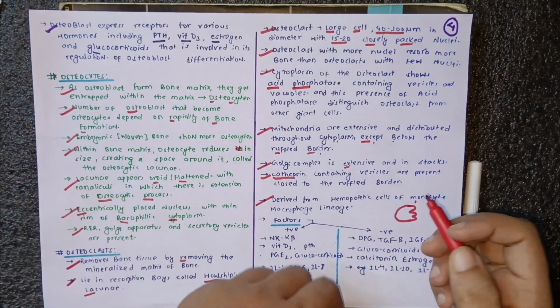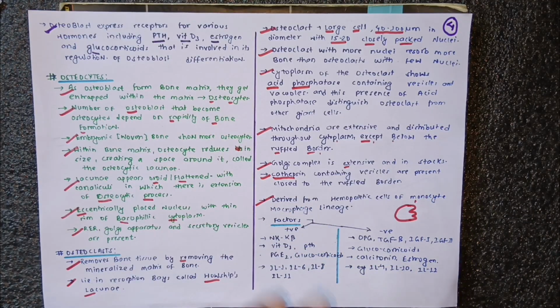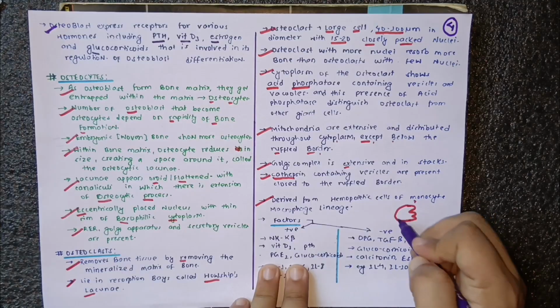Now I will draw a schematic diagram to make you understand the things. So this is an osteoclast.